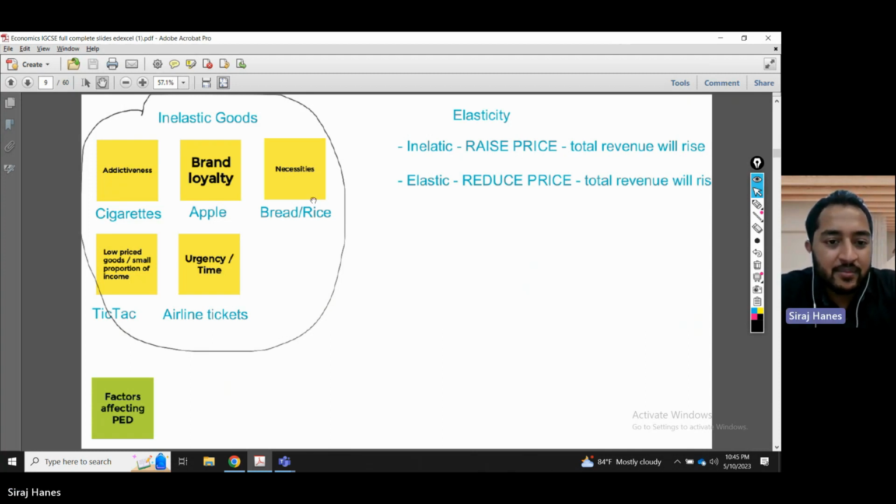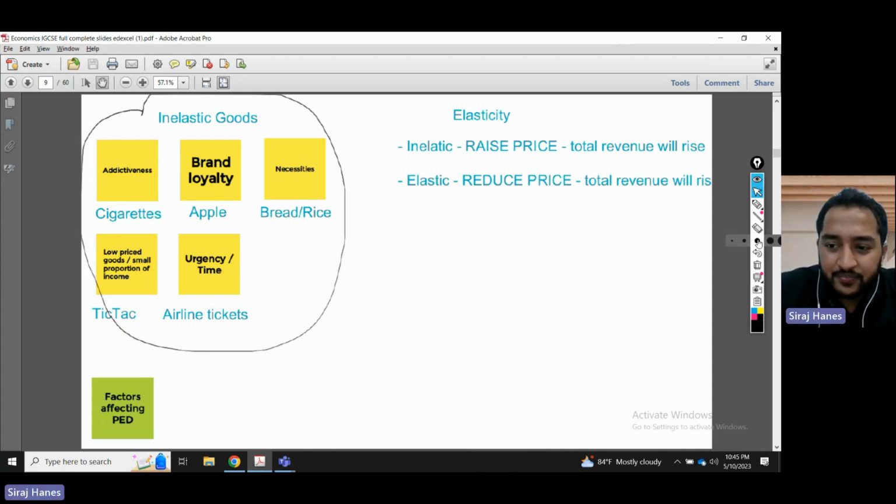Necessities. Necessities are like bread and rice. We want bread, we want rice. I don't know, depends on which country you live in, sandwiches. So the more it is a necessity, the more inelastic it is, because no matter how much the price goes up, you're going to continue buying.